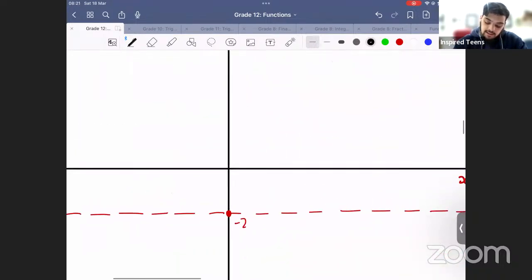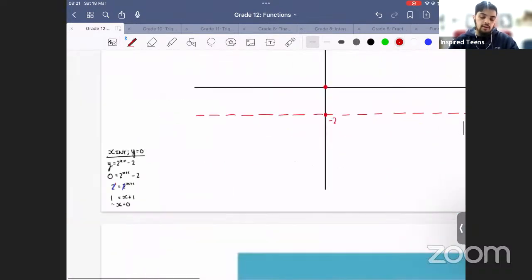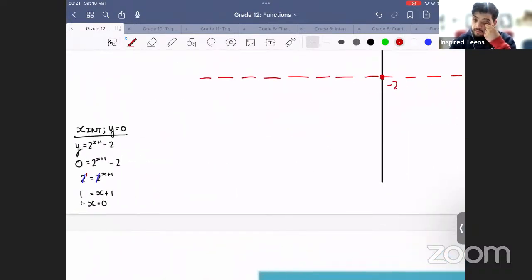So where does it cut the x-axis? At 0. Since it cuts the x-axis at 0, we should expect it to cut the y-axis at 0, and the y-intercept should be 0 as well. Okay, how do you get the y-intercept? By making x equal to 0. And again, we are expecting an answer of 0 because it's the x and y intercept, right?